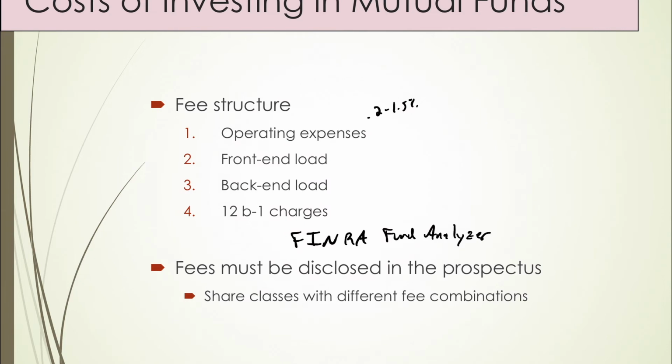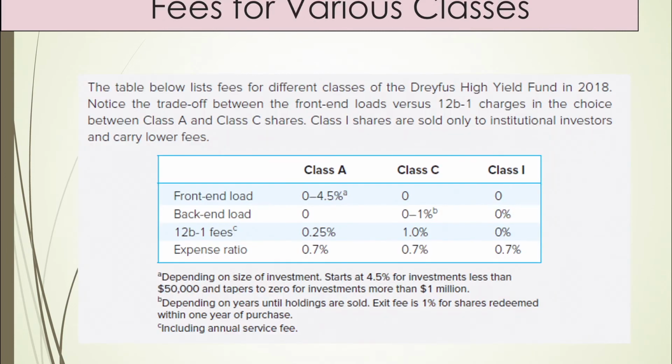And some of these fees also have share classes, and with these share classes, there are different classes of shares with different fee combinations. So the share classes represent ownership in the same portfolio of securities, but they have different combinations of fees. So let's take a look at these different share classes. In this example, we are looking at the different classes for Dreyfus High Yield Fund in 2018, and what we can do is look at the difference between Class A, Class C, and Class 1 shares. They all are invested in the same fund, but there are different fees associated with each share.